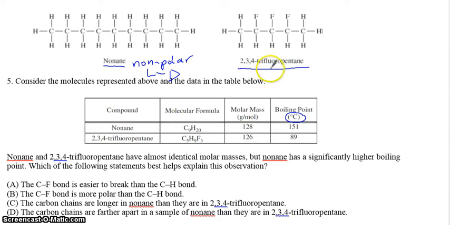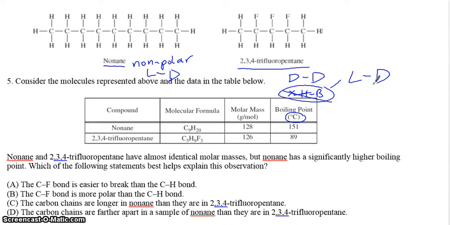This 2,3,4-trifluoropentane is polar, so you have dipole-dipole forces. Incidentally, you do not have hydrogen bonding. Be careful: you don't have hydrogen bonding because fluorine is not attached directly to a hydrogen. The fluorine has to be on a hydrogen to exhibit hydrogen bonding, so that the fluorine can pull hydrogen's electrons away, exposing its nucleus. So no hydrogen bonding here.